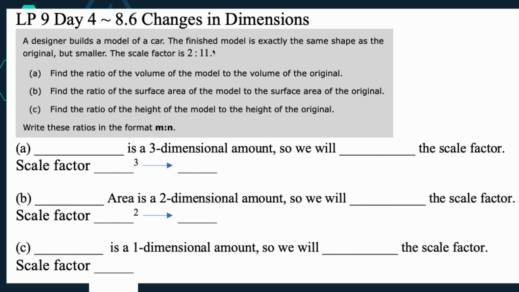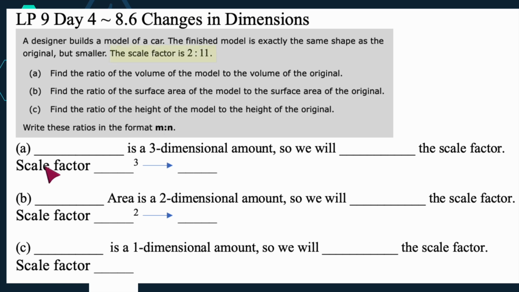That's from the model car to the actual car. So find the ratio of the volume of the model to the volume of the original. Then they want us to find the ratio of the surface area of the model to the surface area of the original. And lastly, they want us to find the ratio of the height of the model to the height of the original, and write the ratios in the format M to N, like this. So they want us to write it in this format with our little colon.